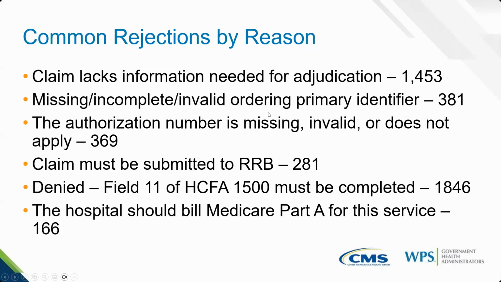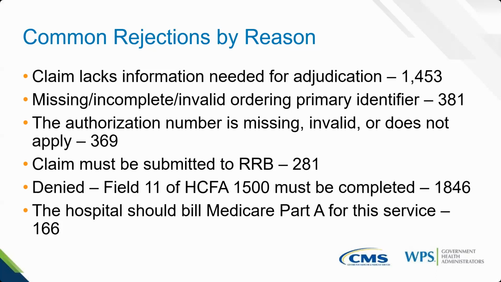Missing, incomplete, invalid ordering provider primary identifier, 381 rejections. Most of these rejection reasons are really quite self-explanatory, so you're going to know what you need to do. If you're missing or you added an incomplete or invalid ordering primary identifier, what are you going to need to do? You're going to need to fix it and resubmit it.